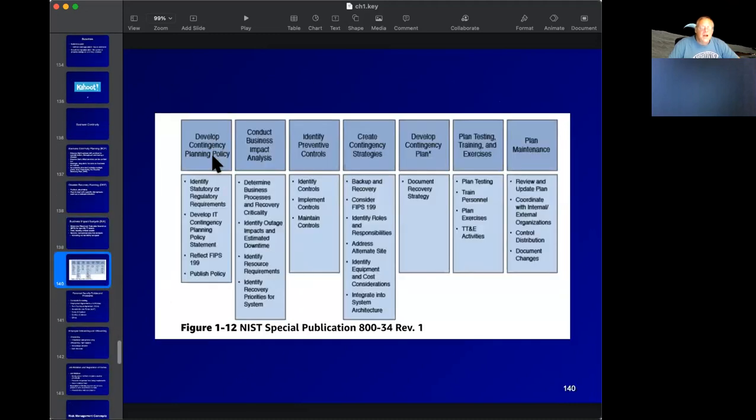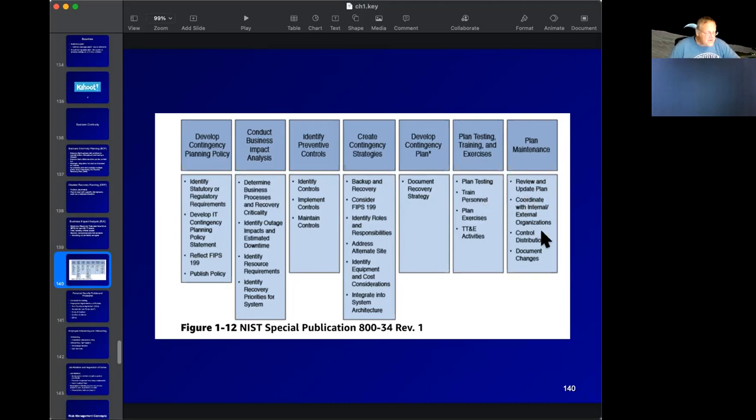So you'll have a contingency plan, a business impact analysis. Then you identify preventive controls, create contingency strategies of how to deal with various things like backups and recovery. And then you have a contingency plan, which will be what you do in some temporary period while recovering. Then you have to test your plan, train people on it, and have exercises.